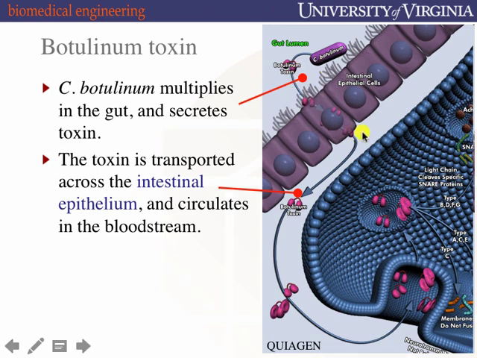The toxin actually traverses. Right now, one of the primary hypotheses for how it gets across, which would normally be impermissive for large proteins like the botulinum toxin to get through, is through a process known as transmigration. That's not right.